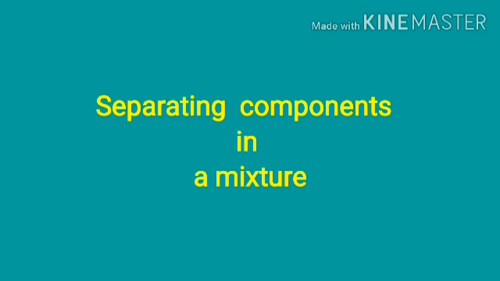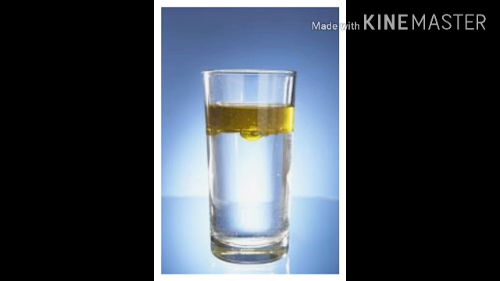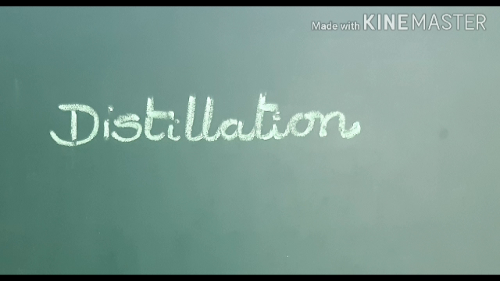Now let us discuss separating techniques, that is, separating components in a mixture. The first one is how we can separate two immiscible liquids. What are two immiscible liquids? Liquids that cannot mix in a single phase. Best example, oil and water. How can we separate oil from water? With the help of a separating funnel. Let us take oil and water in the separating funnel, and we can easily separate.